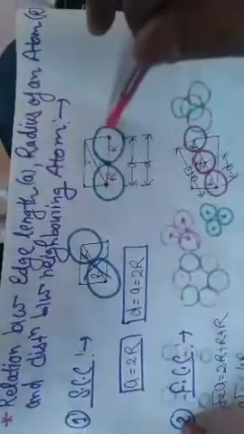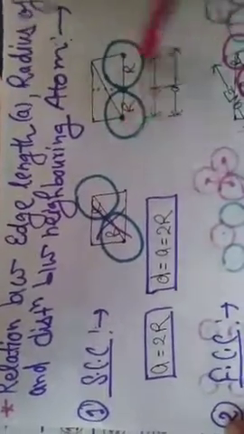For the SCC, we have to make clear that R plus R is 2R. The relationship is that d is equal to a, which is equal to 2R.